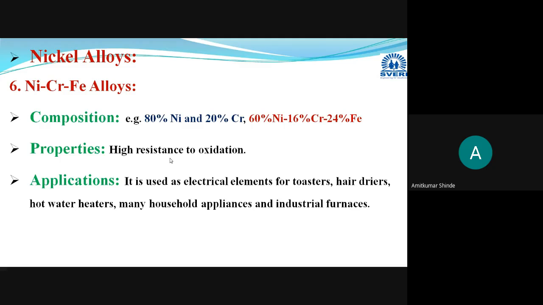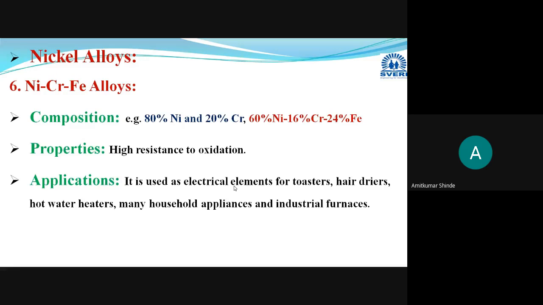Due to the presence of chromium, they will show higher resistance to oxidation. Other general properties are high tensile strength and high hardness. Now, where are these used? Nickel, chromium and iron alloys are used as electrical elements, or you can say electrical heating elements.